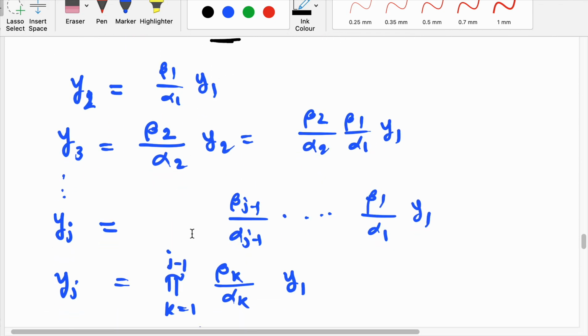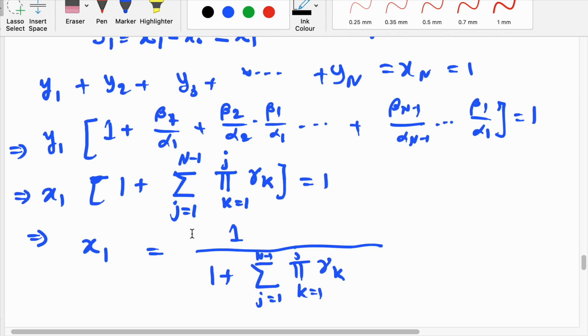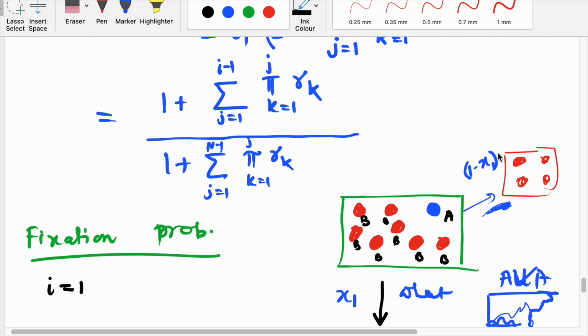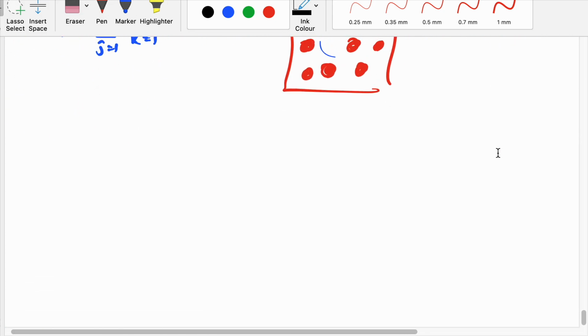And we have calculated that x1 equals 1 by 1 plus the summation of this quantity and gamma k, and gamma k is nothing but the death rate of that B type individual divided by the birth rate of that B type individual. So that's it. Now let's do one thing.